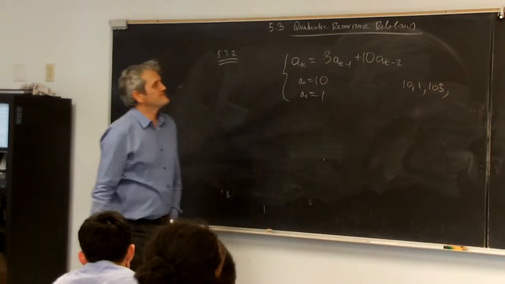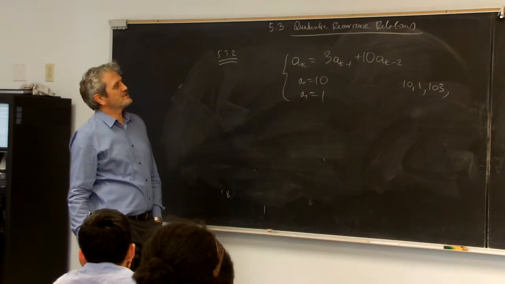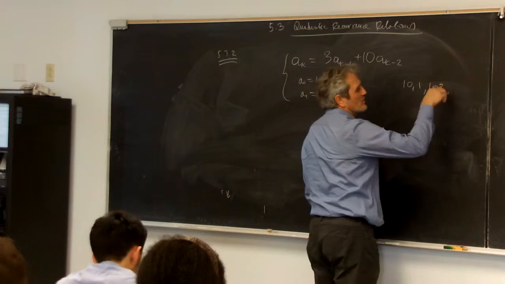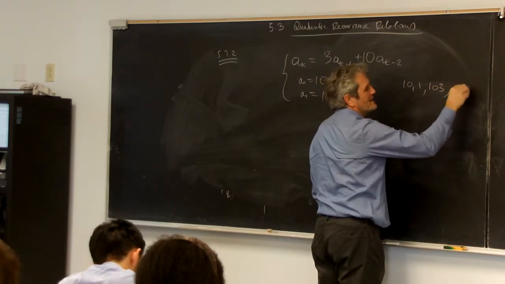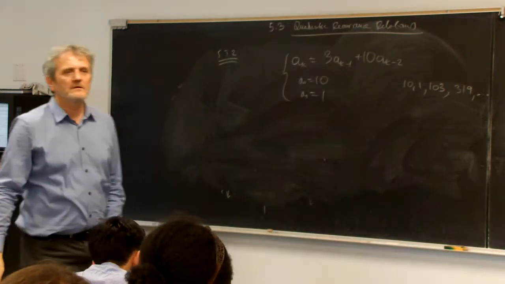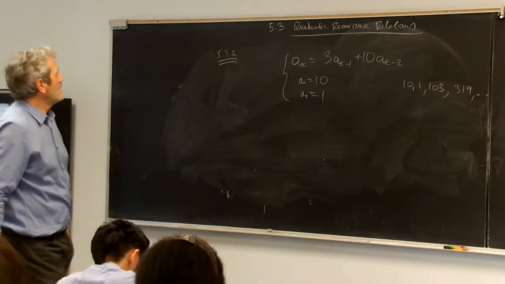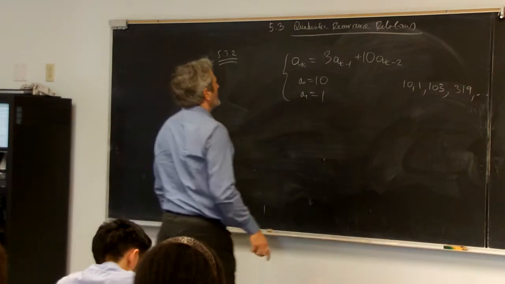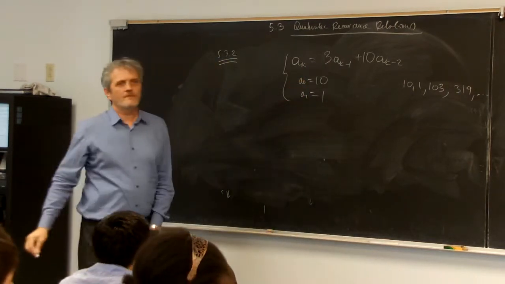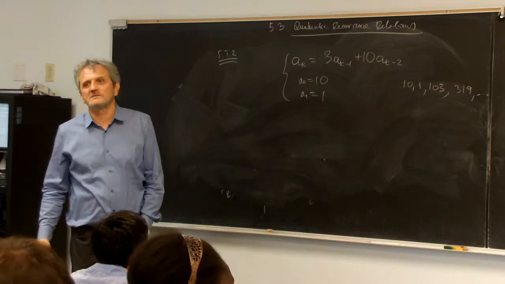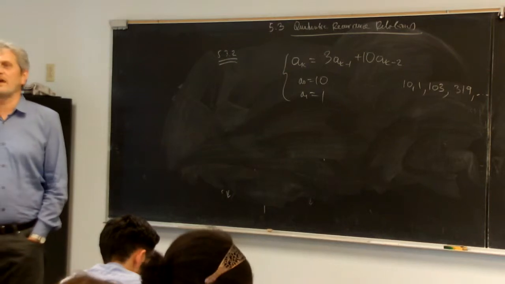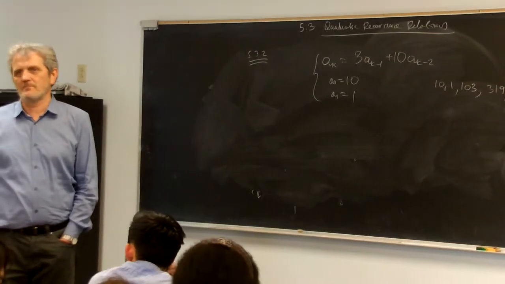And then what? 3 times this one plus 10 times the old one. So this would be 309 and 10, 319, and so on. Okay? So the indices 0 and 1 give you 10 and 1. So I want a general formula for this. Can we do that? The answer is yes, and that's what we'll study today.